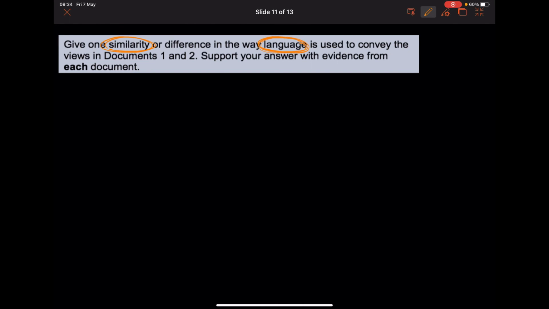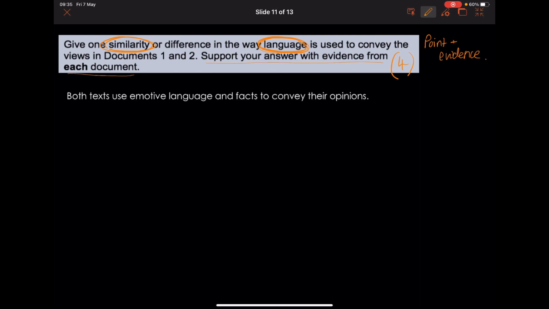I'm sorry I've not put the marks on this one, but I do think it was a 4 marker. Meaning again, point and evidence for each document. It says here, support your answer with evidence from each document. Okay, pause the video, have a go, and we'll go through it. Okay, let's go. So, I've written here, both texts use emotive language and facts to convey their opinions. So I've gone with the similarity like I mentioned.